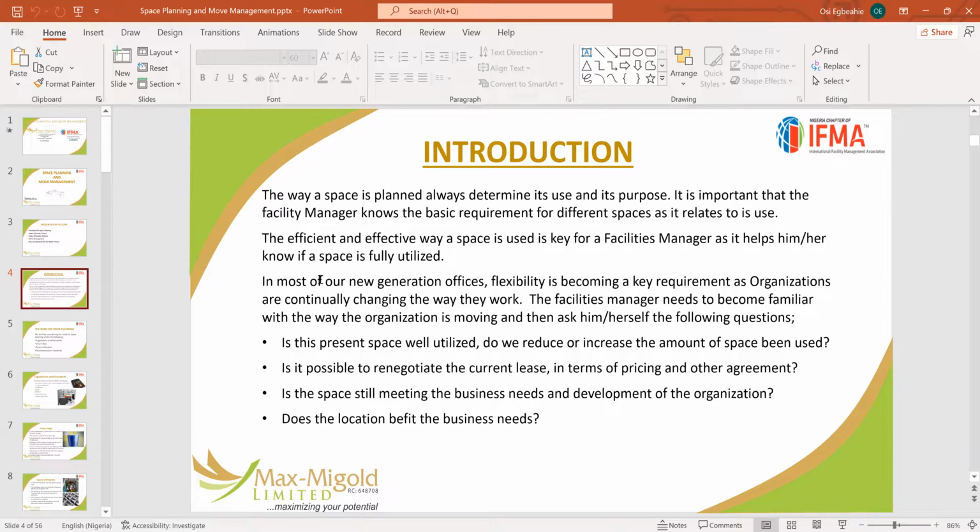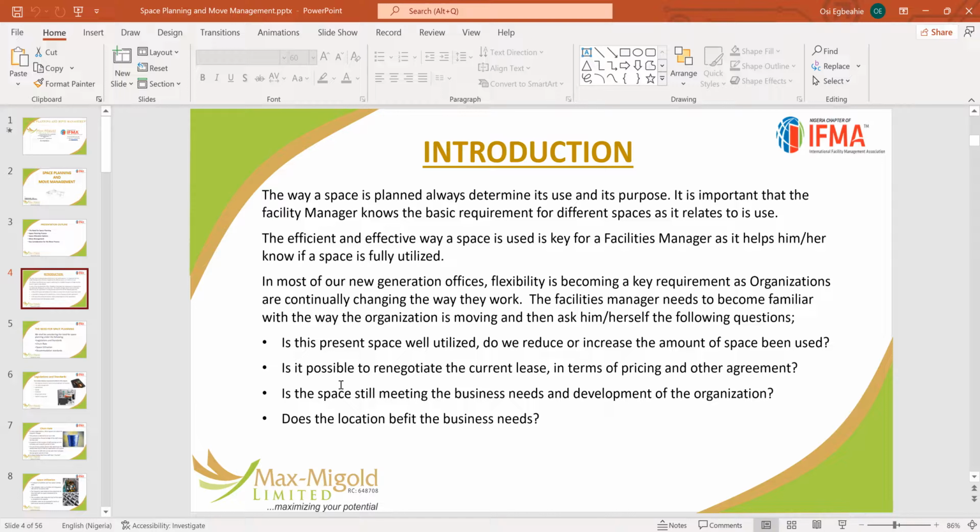In most of our new generation offices, like we'll come to see, flexibility is becoming a key requirement as organizations are continually changing the way they work. The facility manager needs to become familiar with the way the organization is moving and then ask himself the following questions. There are some key questions that the facility manager needs to, from time to time, ask himself.